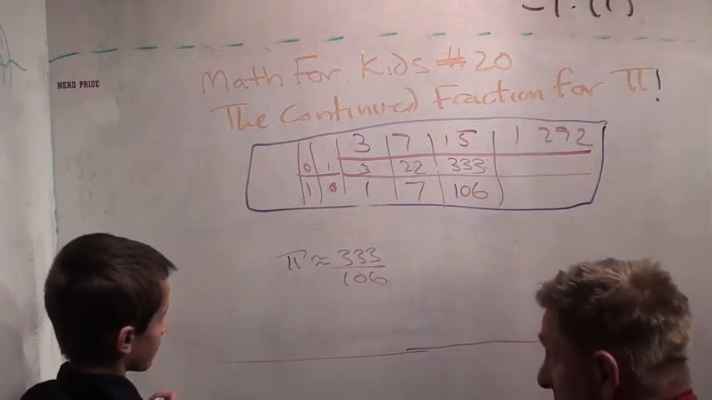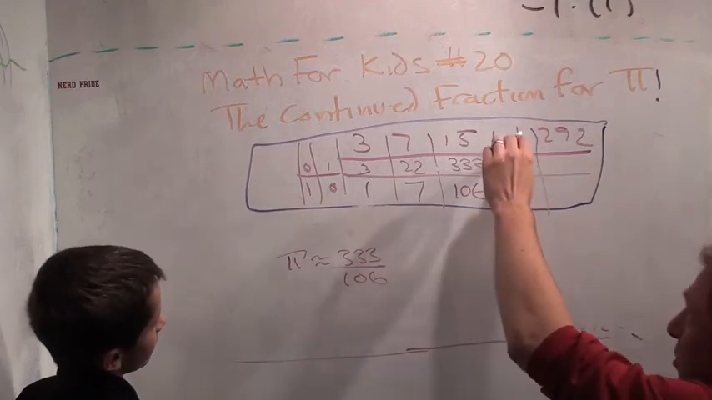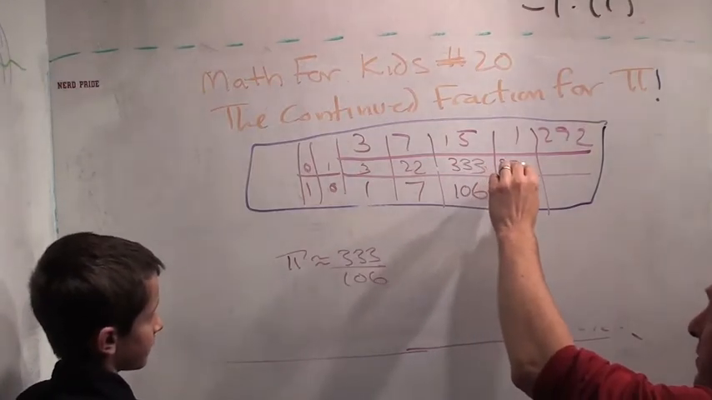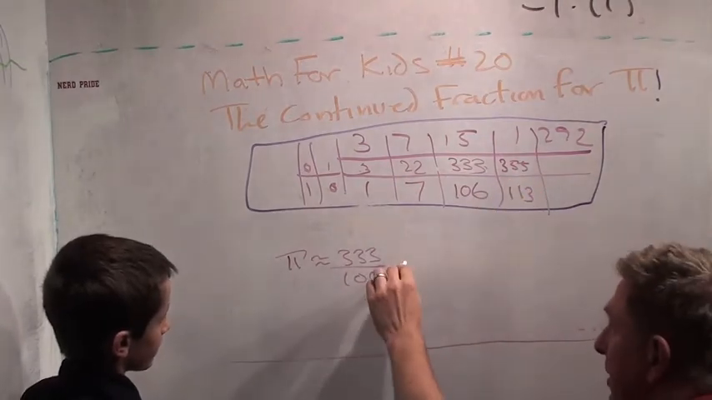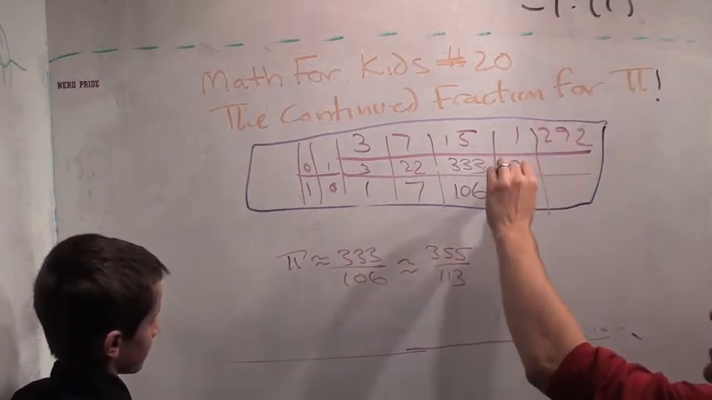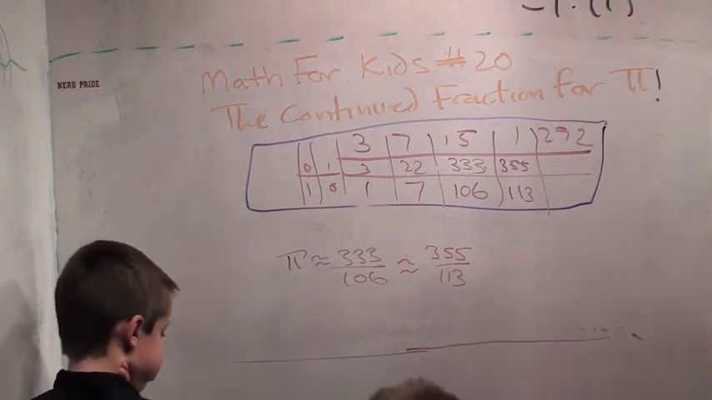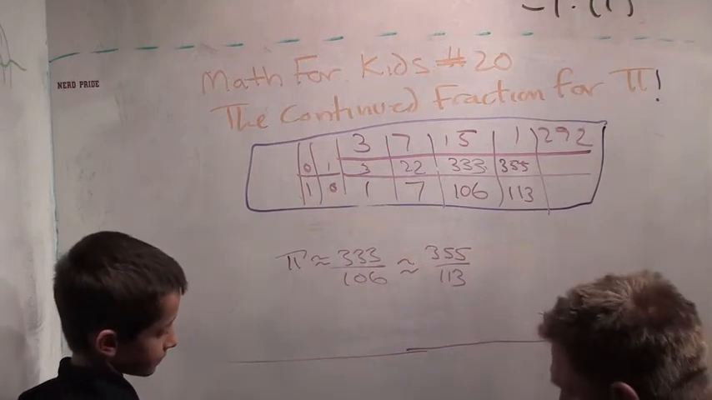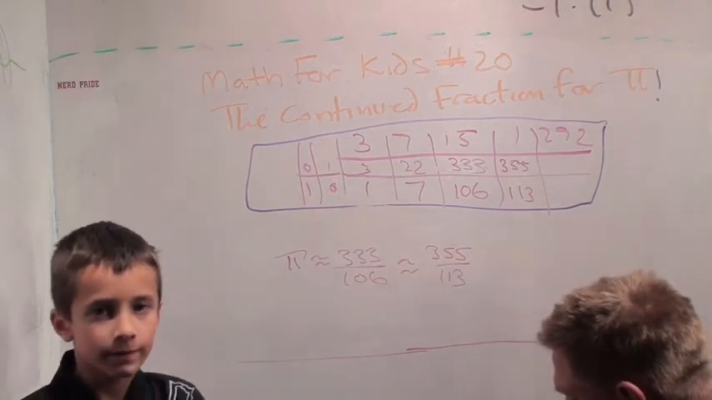It's still not exactly right. It's only wiggly equal. Okay, and now we're going to do one more. 1 times 333 plus 22. That's easy. That's 355. 355 over 1 times 106 plus 7 is 113. So pi is also about equal to 355 over 113. Now we've got to do 292 times 355 plus 333. We're definitely not going to do that. But this is neat. It shows you a couple interesting approximations from the continued fraction for pi.